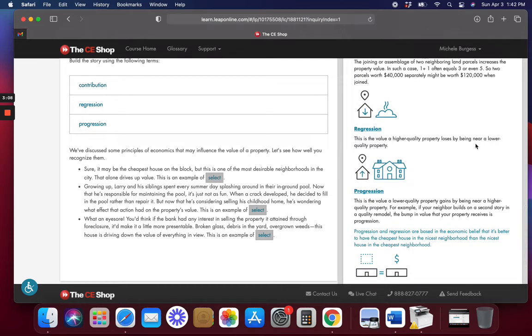Regression. This is where the value of a higher quality property is lost by being near a lower quality property. This is where I would say I'm at right now, because I just had a fire right across and out my back door. So that means it will lower my property value until it gets fixed. So for the next 3 years, I will not be making a whole lot of equity. Of course, unless some miracle happens.